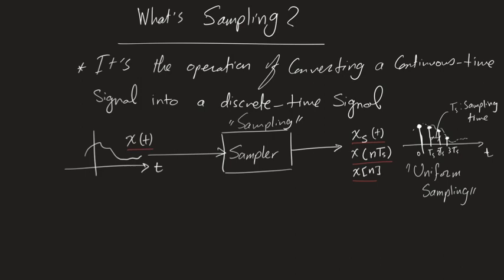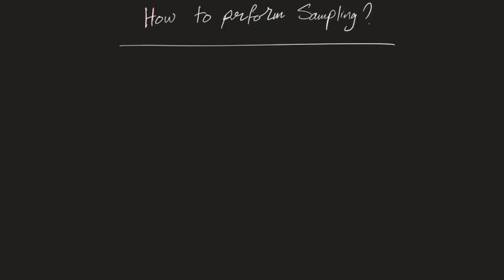How do we perform this operation? What kind of mathematics or actual implementation allows us to represent this operation? That's going to be the next part: how to perform sampling. The simplest and most straightforward way to do this is to remember that we had something called the delta function. Remember the delta function?